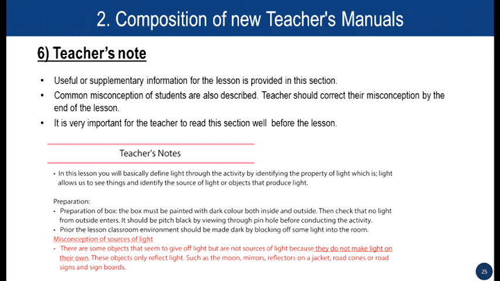Teacher's note. The teacher's note contains useful or supplementary information for the lesson. It also contains common misconceptions of students. It is very important for the teacher to read this section well before the lesson.